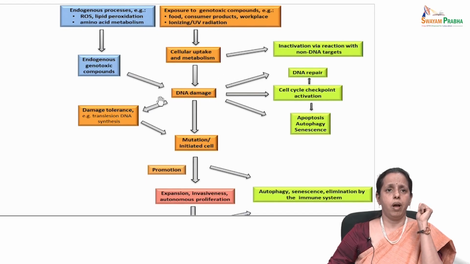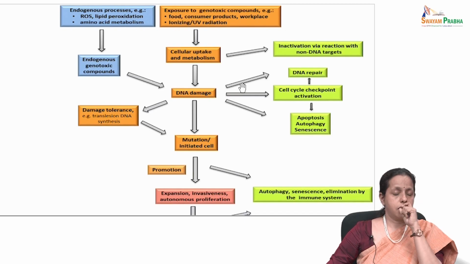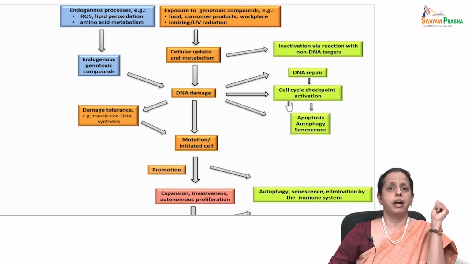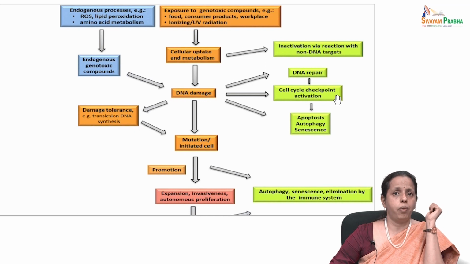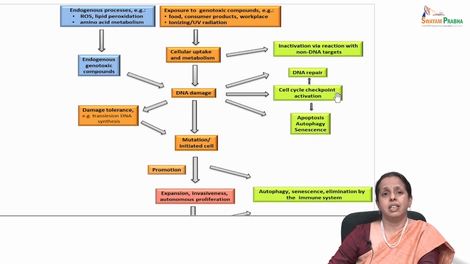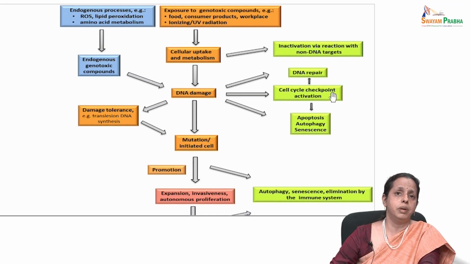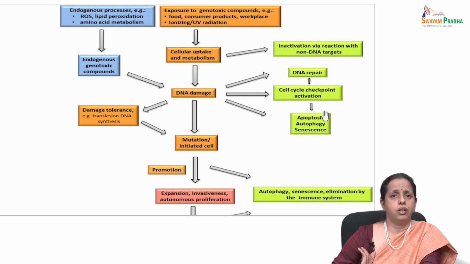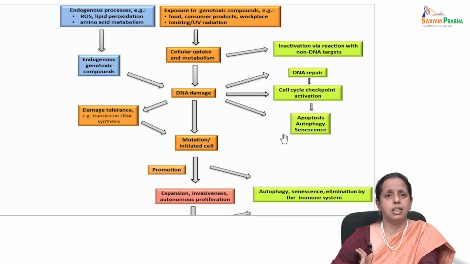And then again, after the DNA damage, if your DNA repair mechanisms and cell cycle checkpoints are activated, recollect all the cyclins, CDK inhibitors, all that which we were discussing. If these cell cycle checkpoints are all activated, then there is apoptosis, autophagy, and senescence.